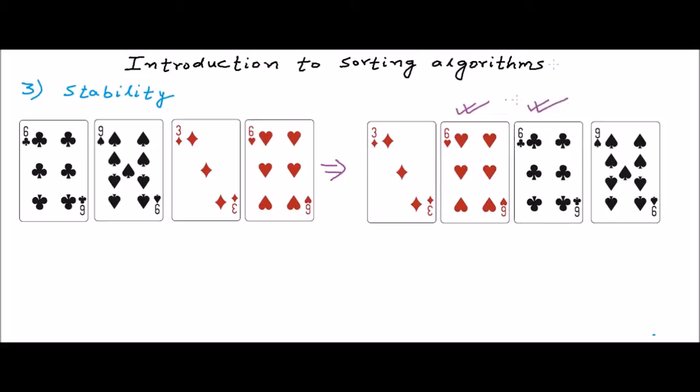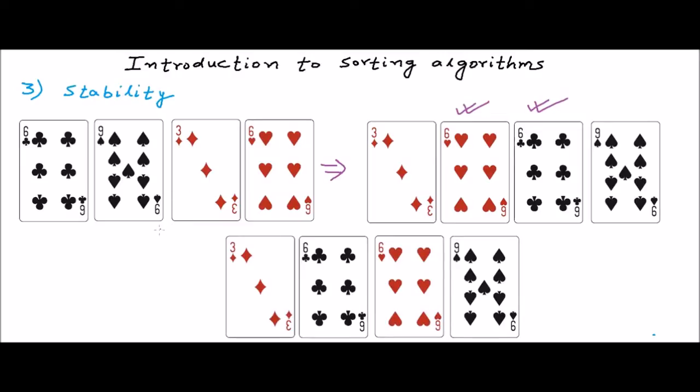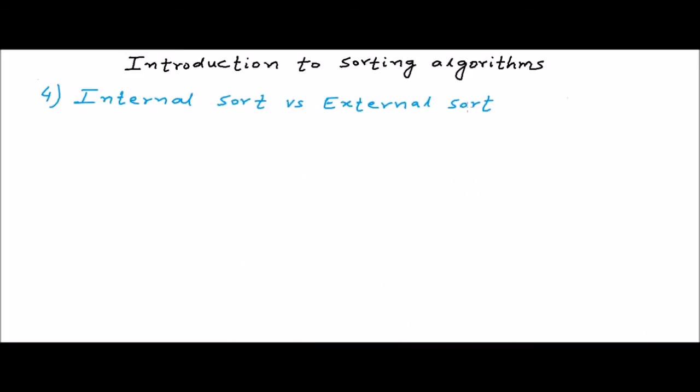A stable sorting algorithm, in the case of equality of key, the property upon which we are sorting, preserves the relative order of elements. So if the key is equal, if an element was coming before in the original list, it will also come before in the sorted list. A stable sorting algorithm guarantees that. So if we use a stable sorting algorithm, we will get this particular permutation where 6 of club will be before 6 of heart. The next parameter of classification is whether a sort is internal sort or external sort.